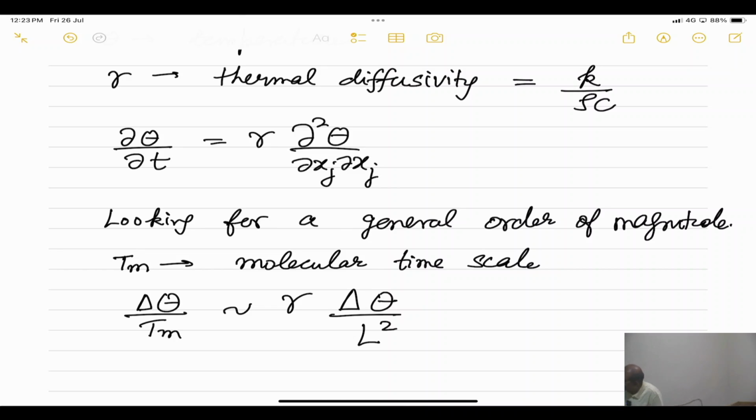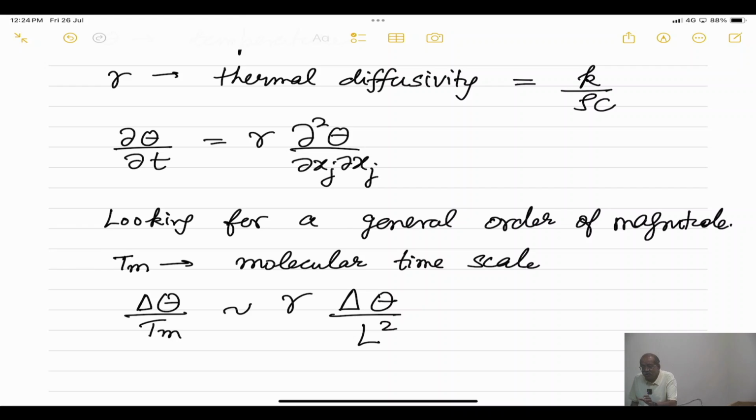And delta theta by delta t will be divided by t. This is the scale about which we want to find out the molecular time scale. And because there are two terms in the equation, both of them have to be of the same order. The second term, gamma is a constant, so that stays as gamma. Now, d2 theta by dxj dxj, this is del square theta.